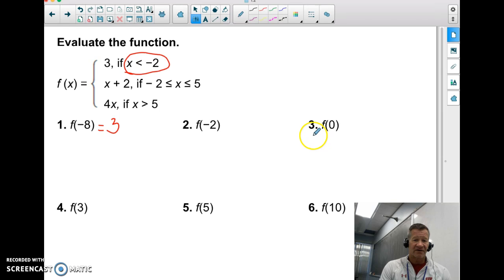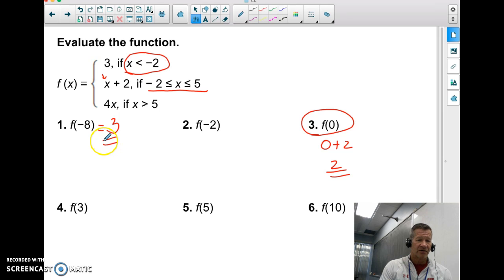Well, what if I wanted to find f of 0? Well, what does 0 fit? Is 0 smaller than -2? No. Is 0 between -2 and 5? There we go. It fits in there. So we'll put 0 in for that x right there. So f of 0 is 0 plus 2, which would be 2.